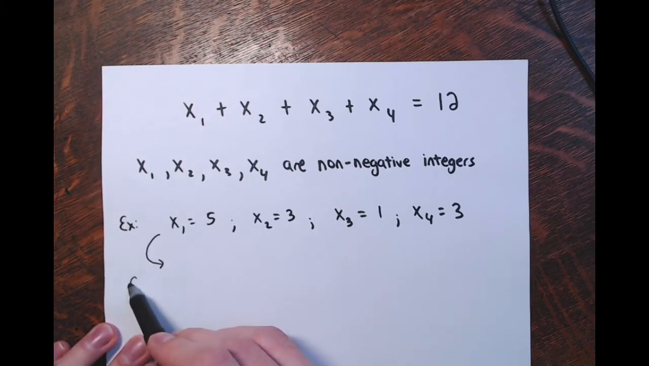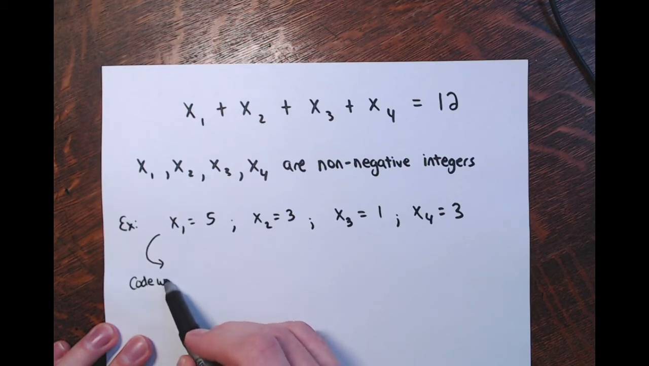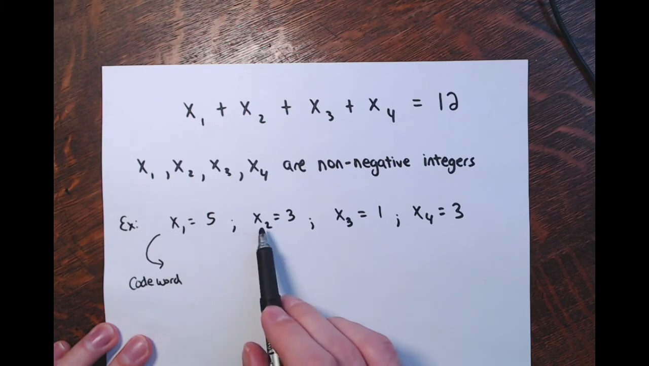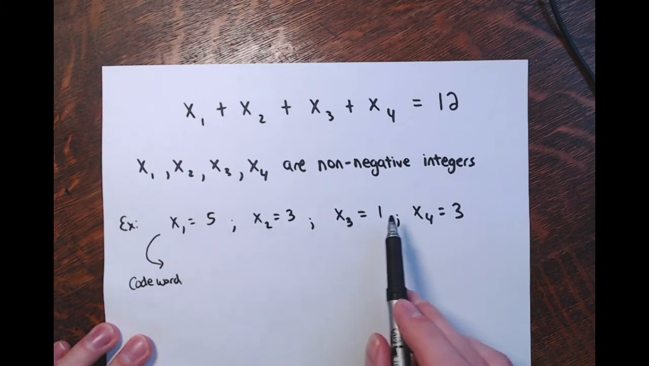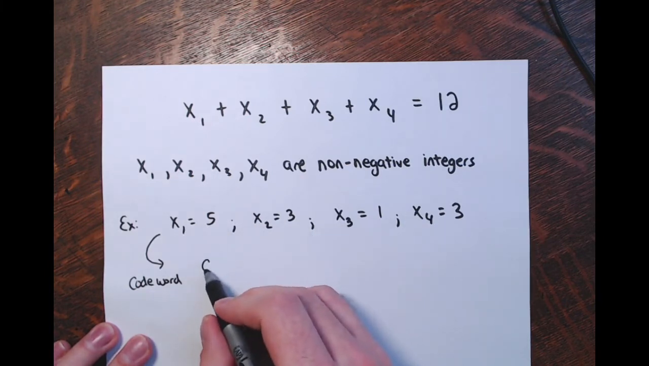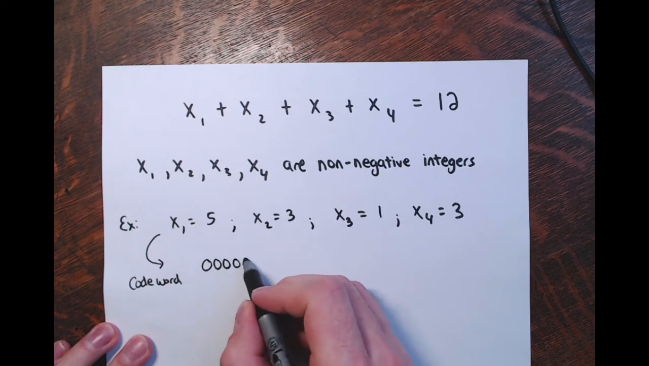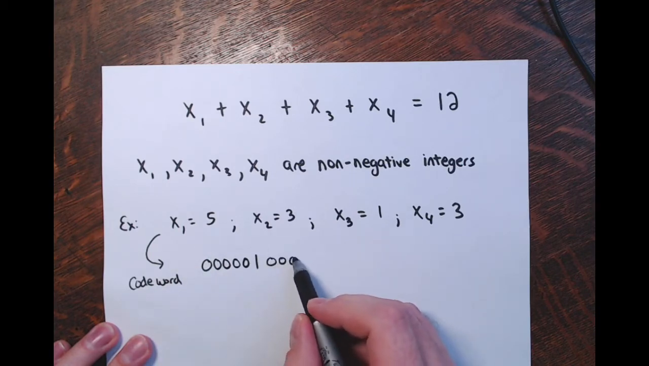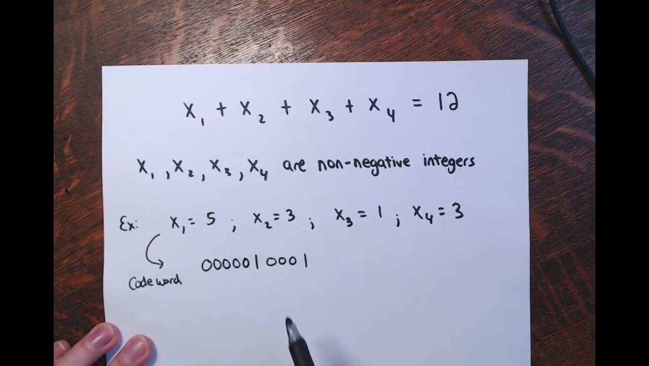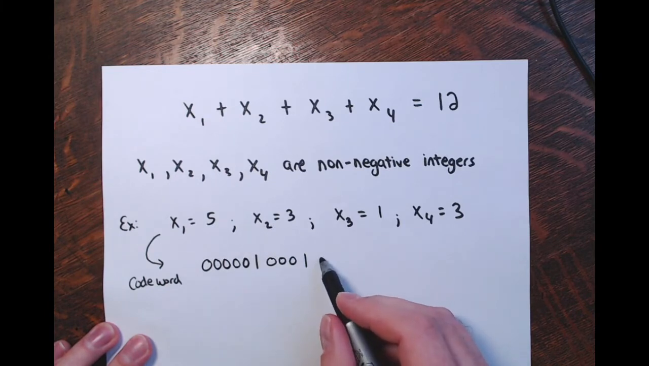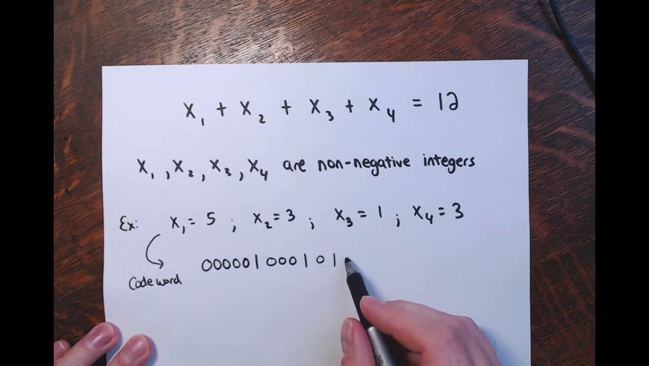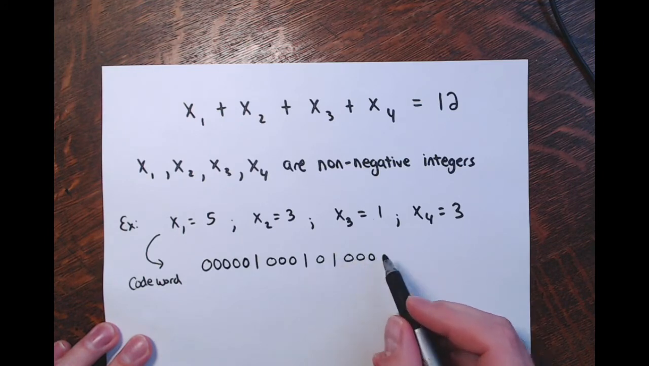And do you see this code word? I'm going to do another code word type thing where it goes in the order of numbers for x1, numbers for x2, numbers for x3, numbers for x4. So I have 5 zeros and then a 1. This tells me I'm putting in 5 for x1. And then 3 zeros, then a 1, this tells me I'm putting in 3 for x2, 1, 0, then a 1, putting in 1 for x3, and then 3 zeros, right? Putting in 3 for x4.